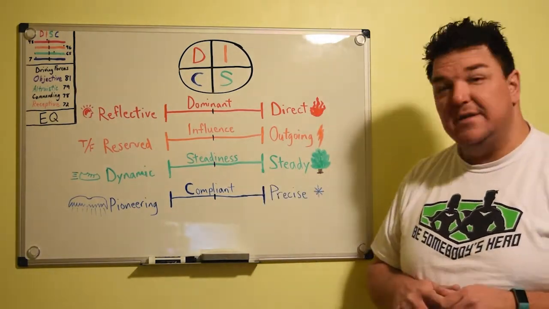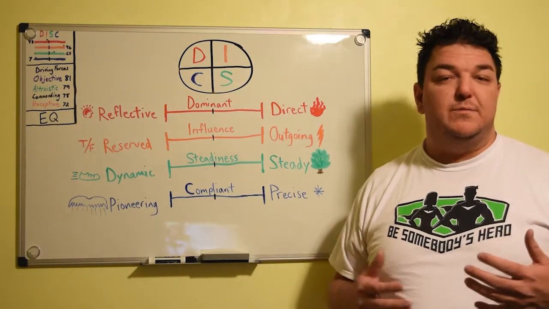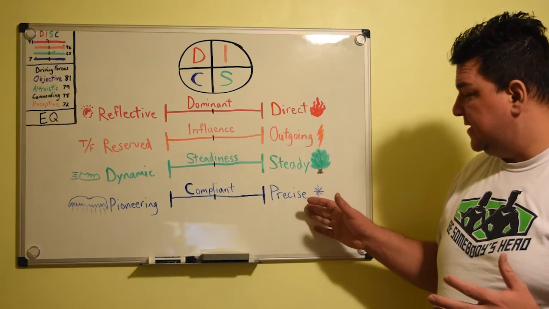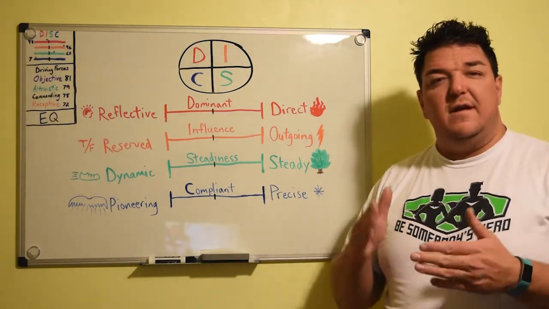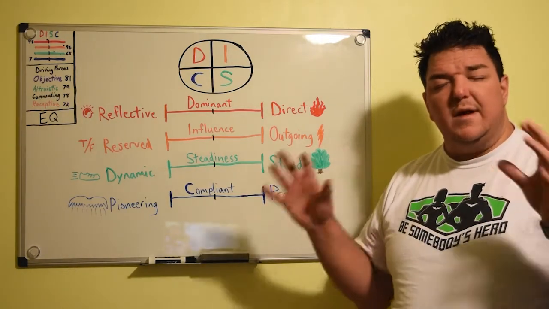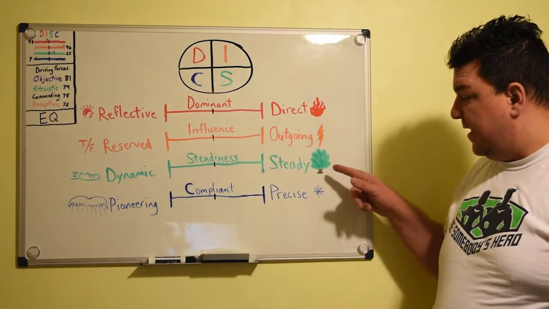Our last factor is the compliant factor. This is how you respond to rules and procedures set by others. And so on this side we have precise. These are the people who are very accurate. They follow the rules. They want things to be done in an organized manner. And this has the power of ice.